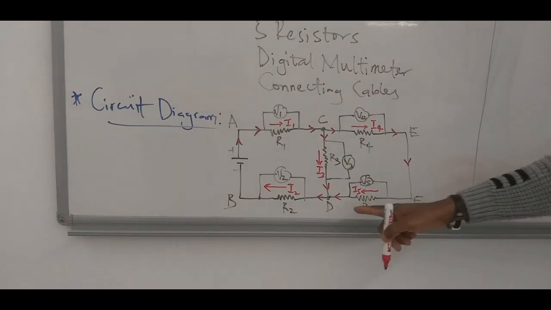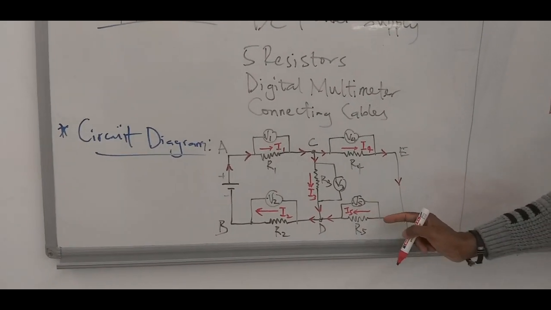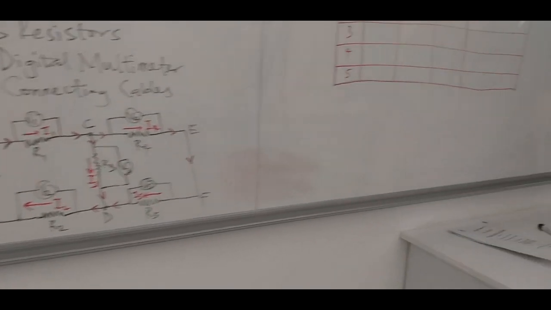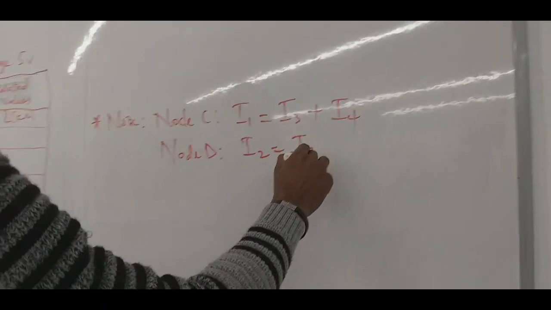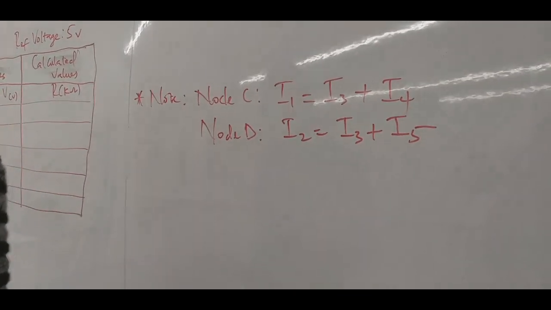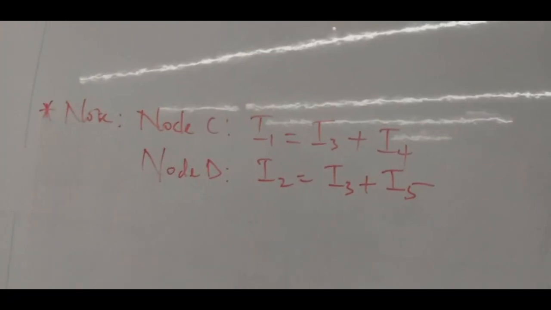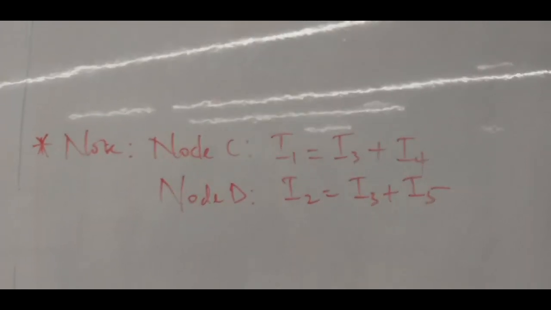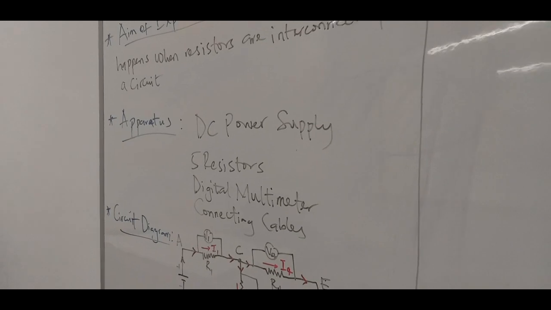Then for your node D, these are the ones we are looking at. At node D, I2 will be the summation of I3 and I5. So node D is I2, the summation of I3 plus I5. You're going to be seeing these things experimentally again. These things are just theoretical. I'm just showing you that this is this, but experimentally you're going to be seeing it in no distant time. So now let's start off with the experiment.